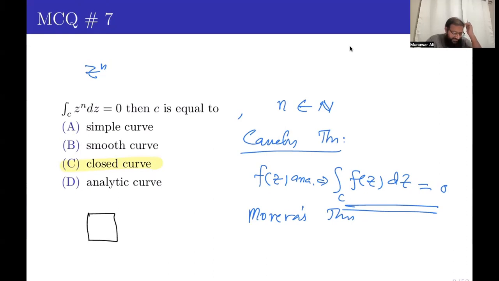But here the problem is n should be either, let's say, positive, and it can be, I think, 0, it works. There should not be a negative number. If n is -1, that's a really problematic thing, because then it's not going to be 0.